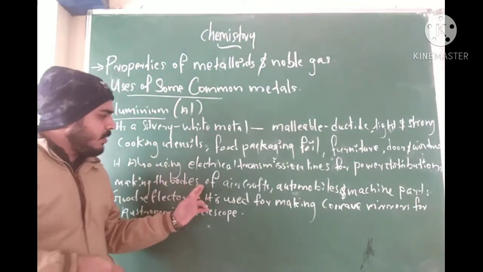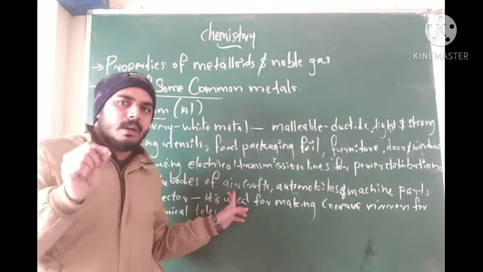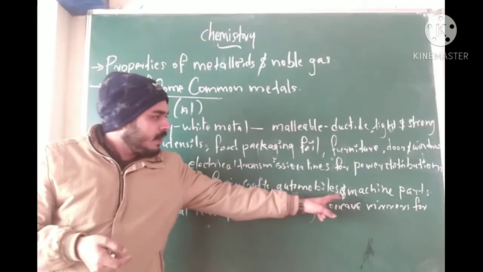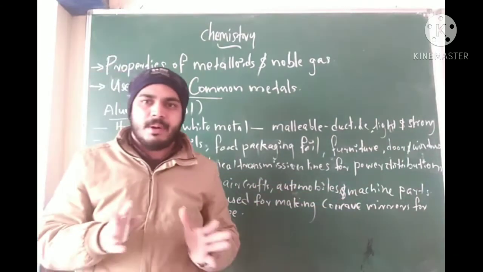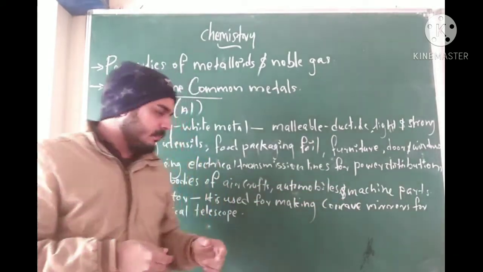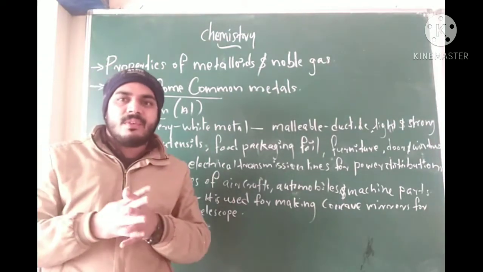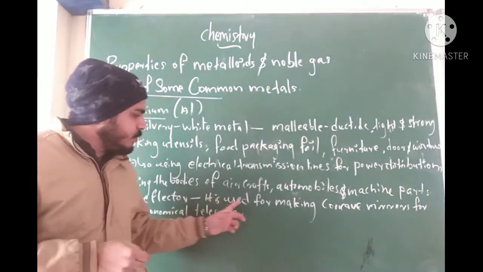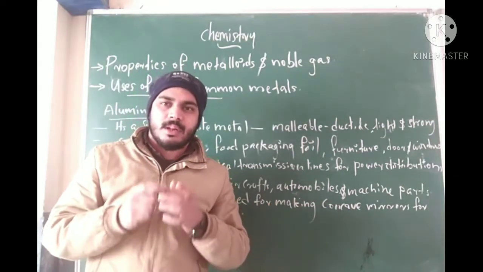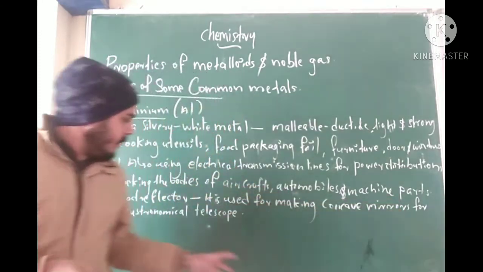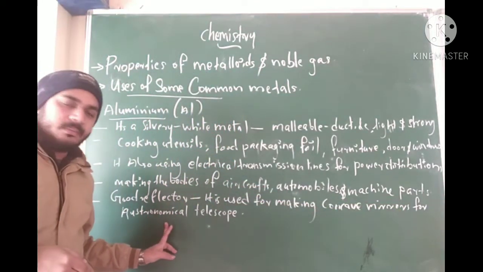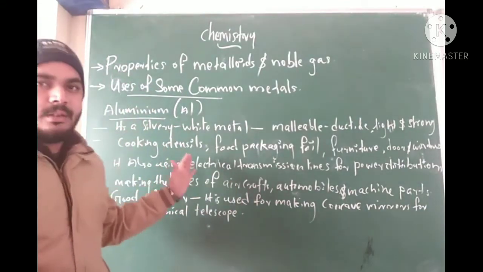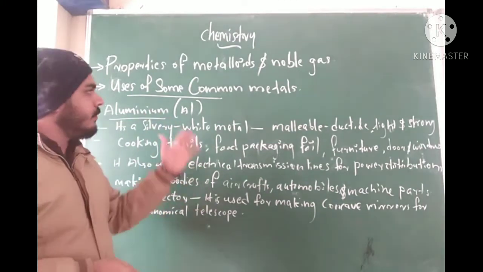Next, making the bodies of aircraft. Aluminium is always used in the bodies of aircraft and automobiles and machine parts. Some of the machine parts are also prepared from aluminium. And next, it is also a good reflector. Aluminium is a good reflector. That's why it is used for making concave mirrors for astronomical telescopes. So these are the main functions and uses of aluminium.